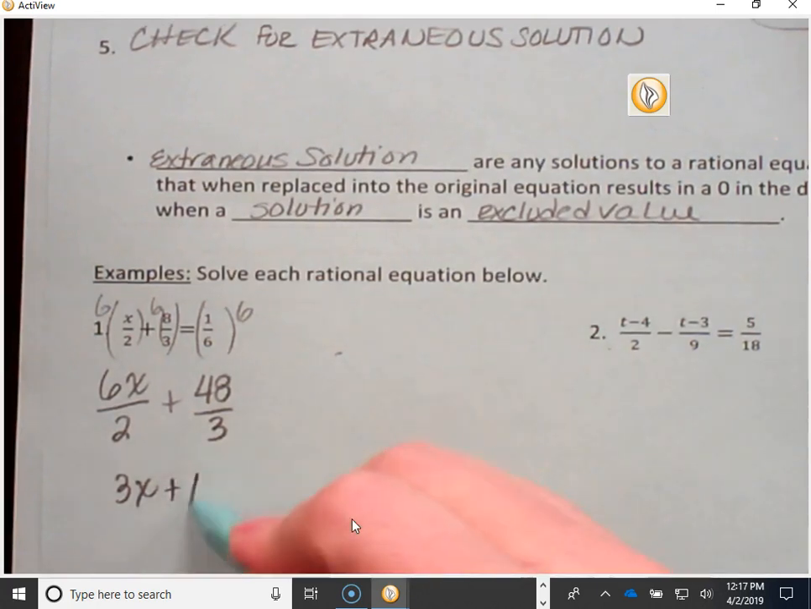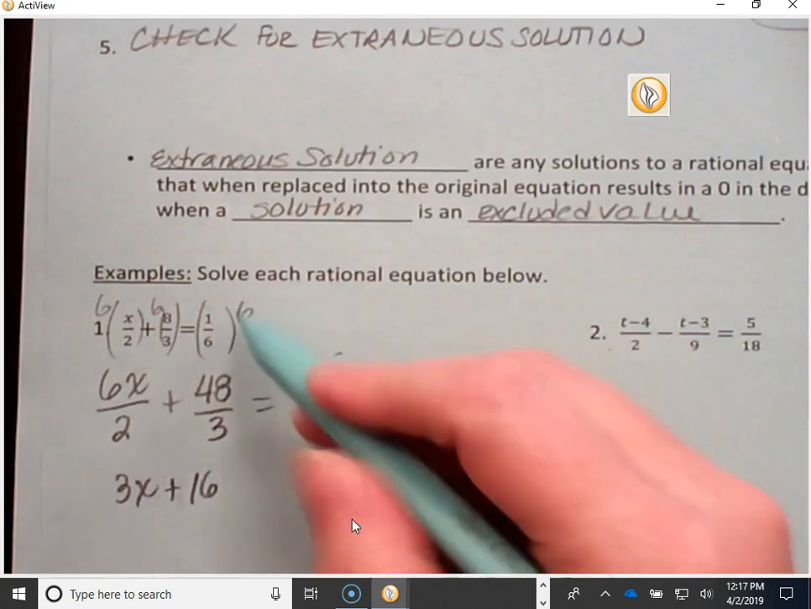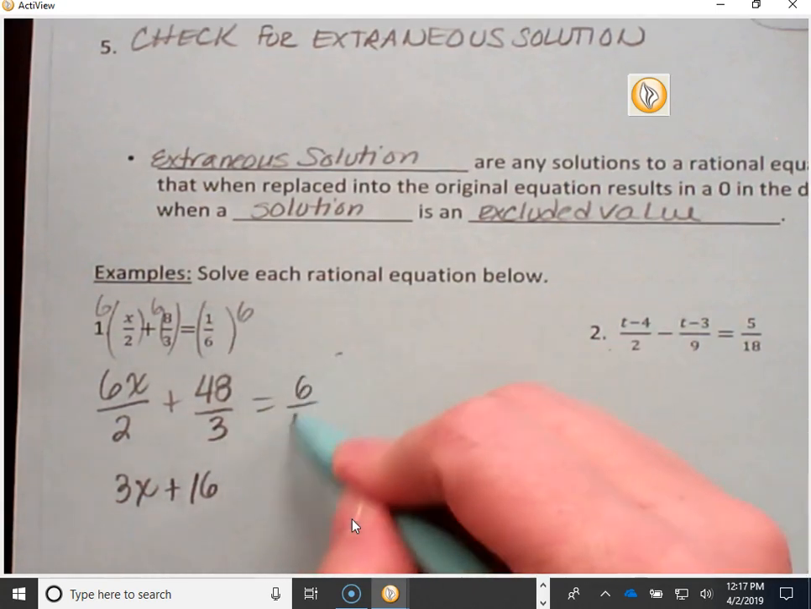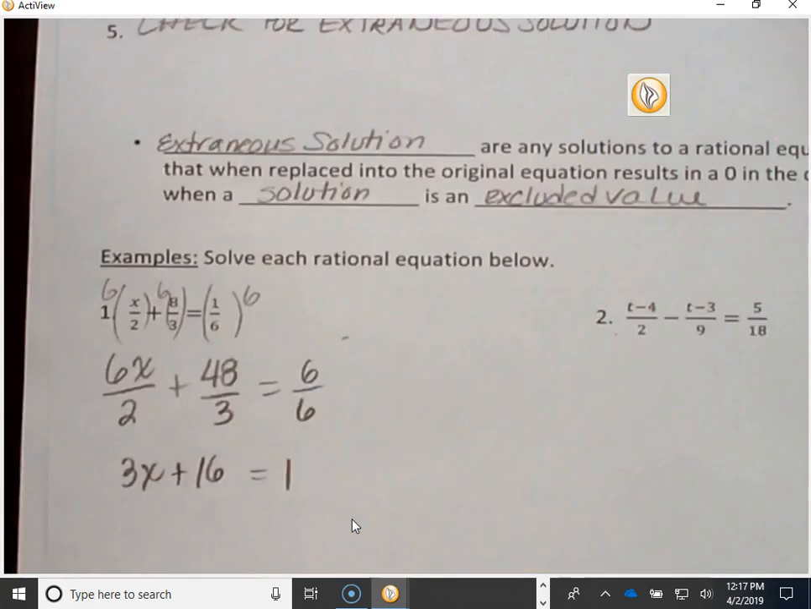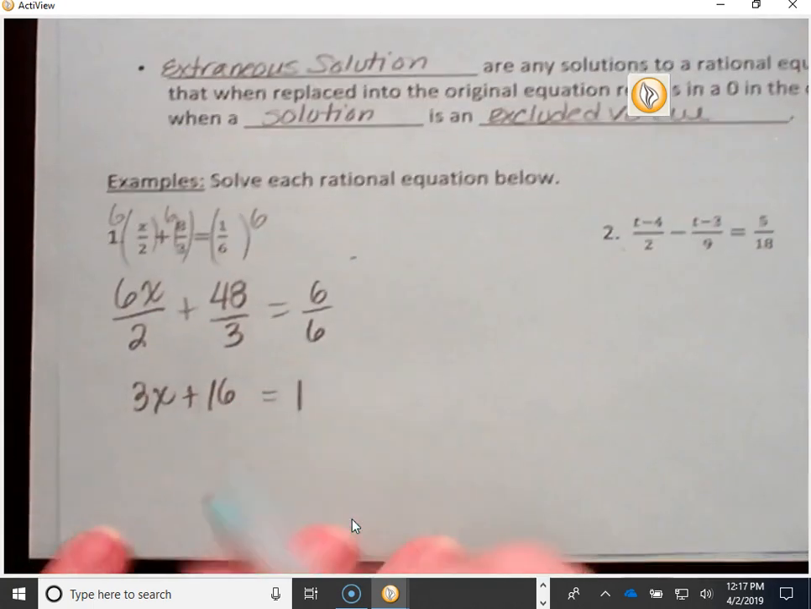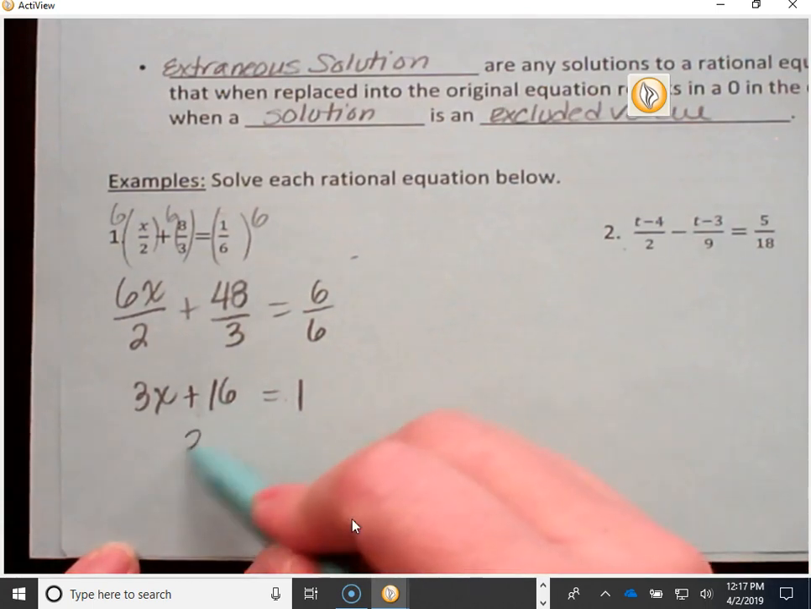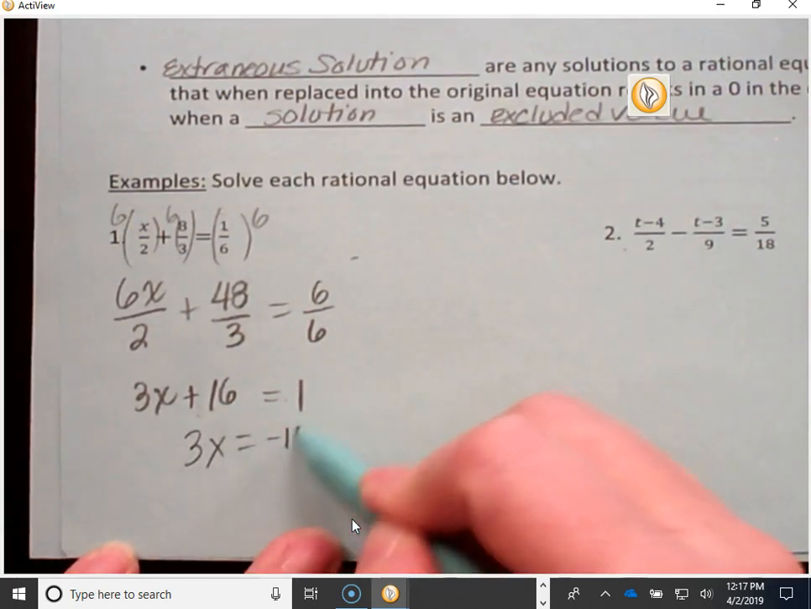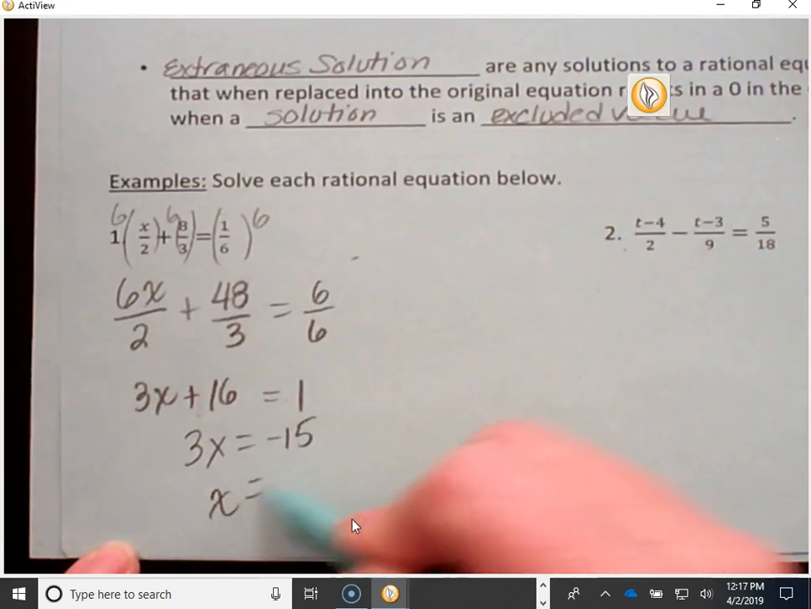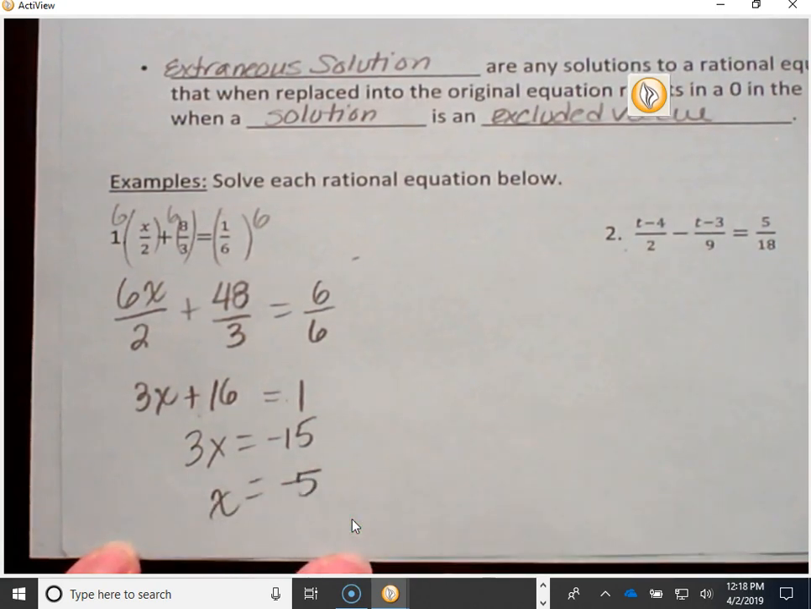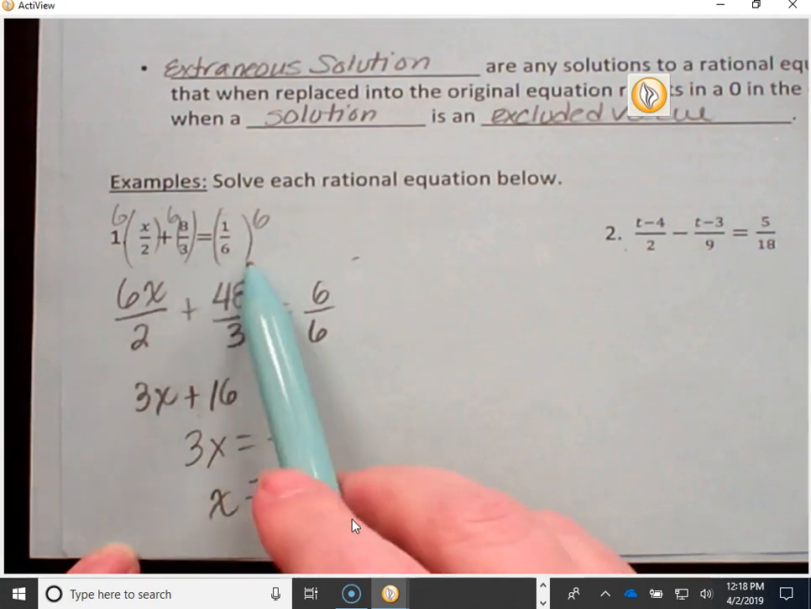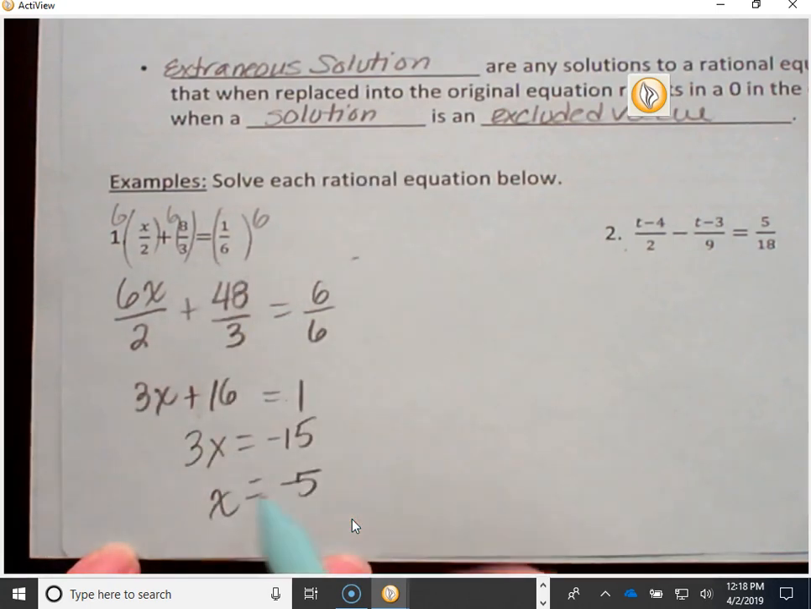48 divided by 3 is 16. Yes. And then 6 times 1, which is 6. And we solve that equation. So when we solve that equation, we would subtract 16 from both sides. So 3x is negative 15. So x is negative 5. And we check, can we put negative 5 in the denominator? There's no place to put a variable in the denominator. So we're good.